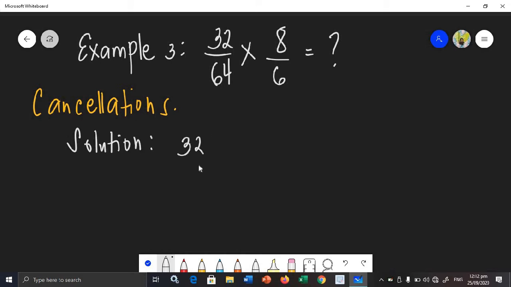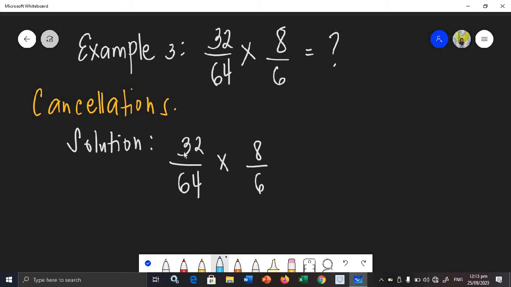So, 32 over 64 times 8 over 6. First, ano bang pwede natin i-cancel? Actually, pwede natin silang i-cancel lahat, no? So, merong common factor si 32 and 64, si 32 and 6, si 8 saka 64, di ba? So, let's randomly choose numbers, no? Kung ano yung gusto niyo i-cancel. So, you may. Basta yung isa numerator and then yung isa denominator.